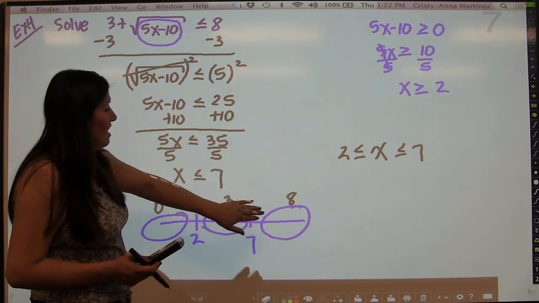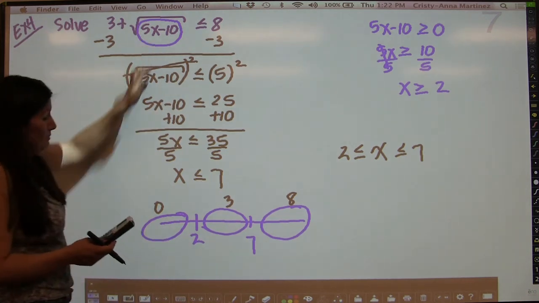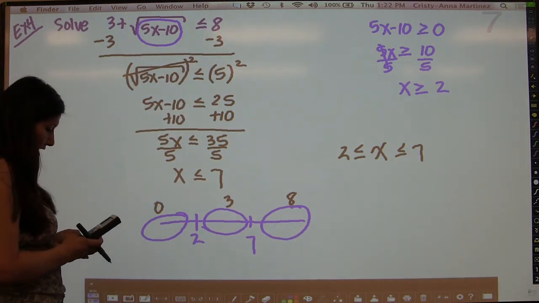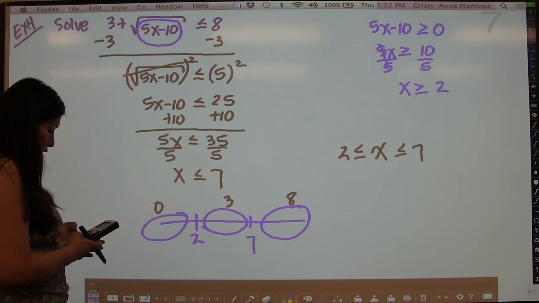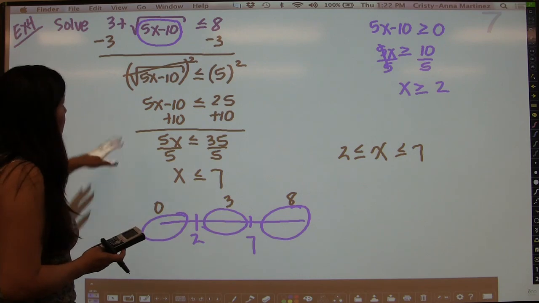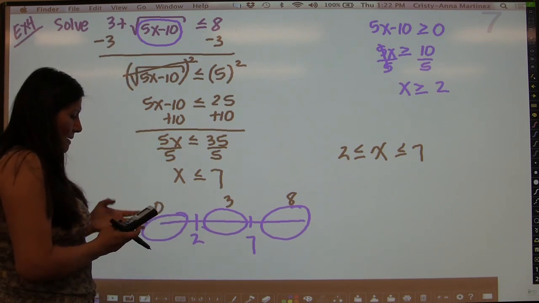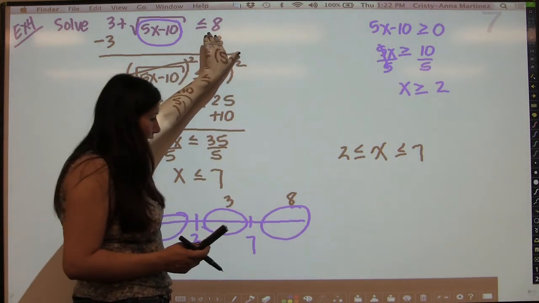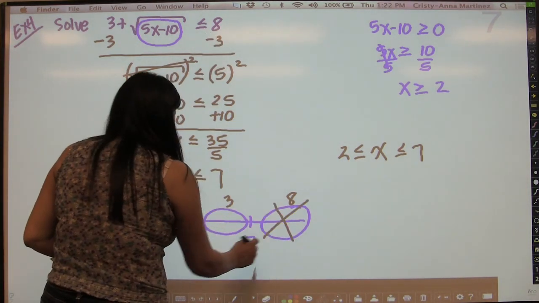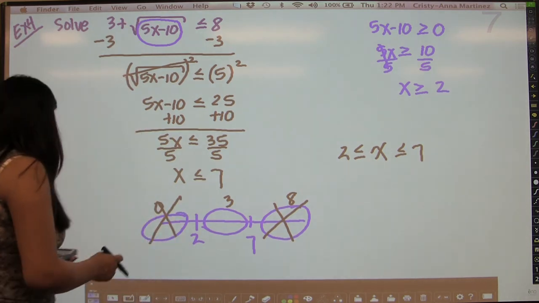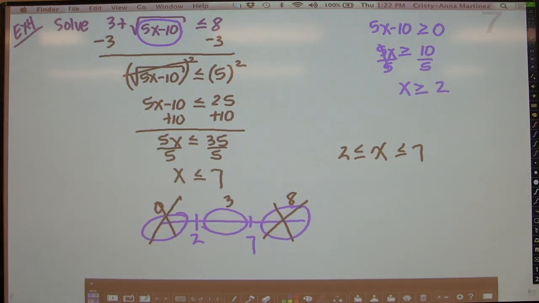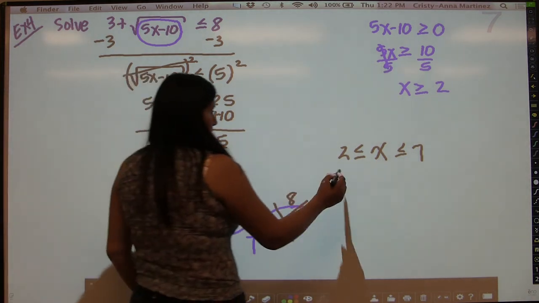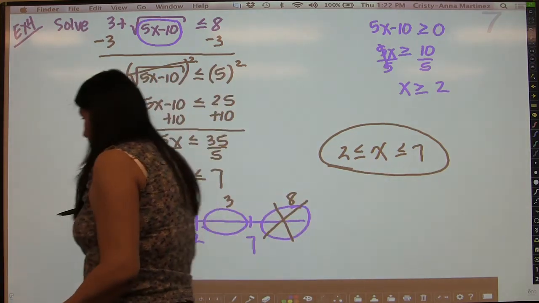So that works. If I try to use 8, then I get 5 times 8 is 40, and 40 minus 10 is going to be 30, and the square root of 30 is 5.47, and then I add 3 to that. Now I'm at 8.47, but that is larger than 8, not less than or equal to 8. So therefore, these don't work. And so my true solution does in fact lie between 2 and 7. So my final answer is right here. I've confirmed it now by checking my results.